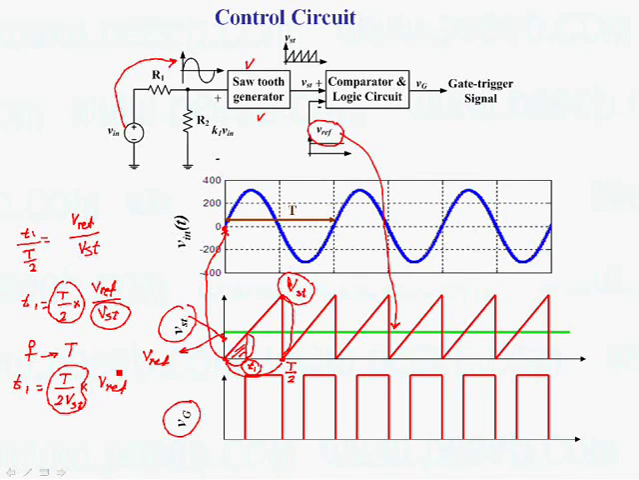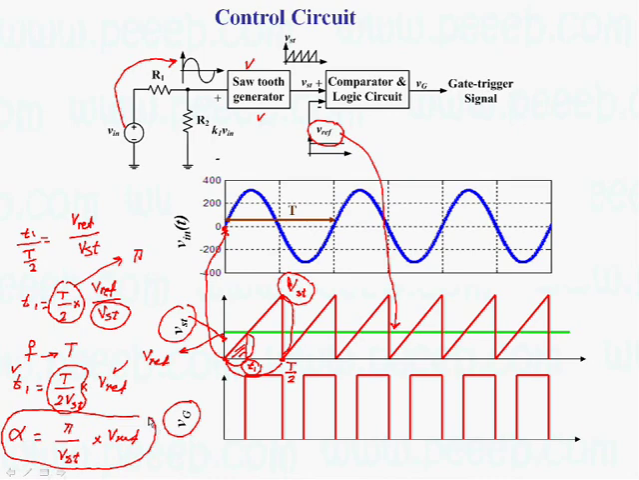So by changing the reference voltage, we can change the switching time. We can also define this in terms of radian or degree. So then we can define alpha, which can be pi over VST times V reference. The reason is that T/2 equals pi. So we can find the firing angle in terms of reference voltage and other parameters.